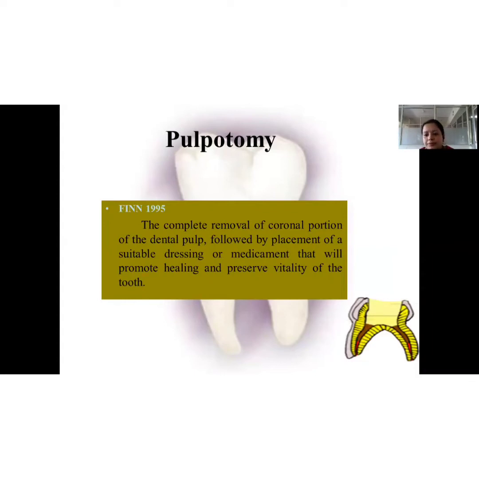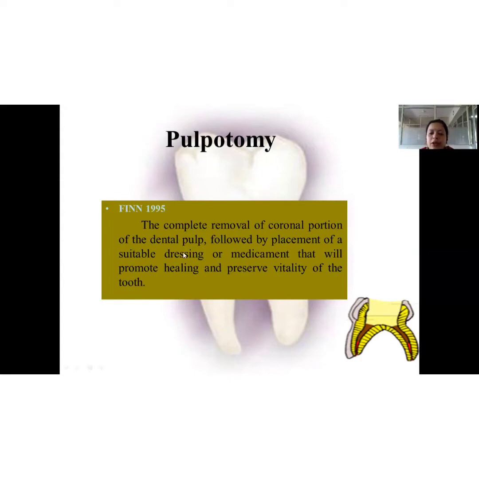Now, pulpotomy. What is pulpotomy? Basically, what is the difference between direct pulp capping and pulpotomy? In pulpotomy, we also remove a certain amount of pulpal tissue from the coronal portion. In direct pulp capping, we are not removing anything. There is just a pulp exposure over which we place a medicine. But in pulpotomy, a certain amount of pulp tissue is also removed.